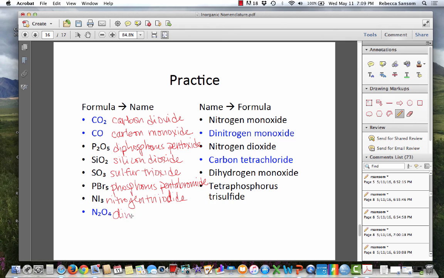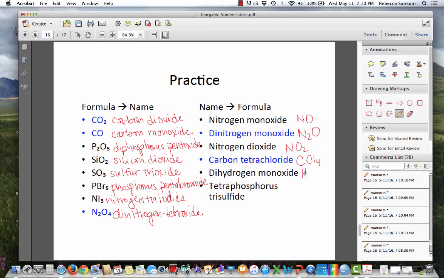N2O4, dinitrogen tetroxide. Oops, tetroxide. 2 nitrogens, 4 oxygens. Pretty straightforward, pretty easy. Nitrogen monoxide, that's 1 N and 1 O. Dinitrogen monoxide, that's 2 N's and 1 O. Nitrogen dioxide, 1 N, 2 O's. Carbon tetrachloride, 1 C, 4 Cl's. Dihydrogen monoxide, oopsie, that's 2 H's and 1 O, otherwise known as water.